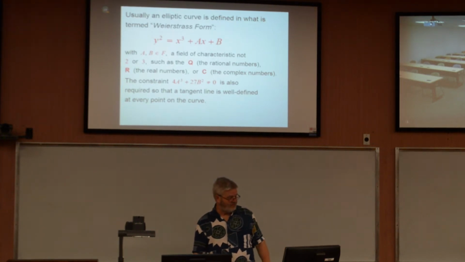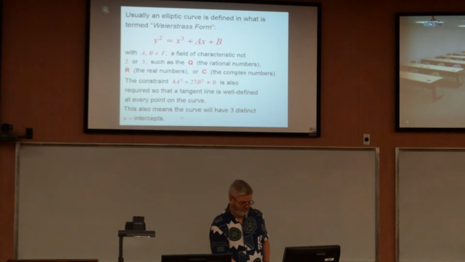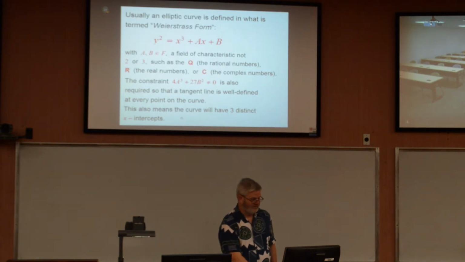So there's also a constraint on A and B so that this is not 0, and that's required so that you have a tangent line that's well defined at every point on the curve. And that'll also give you 3 distinct x-intercepts when we graph something like that.